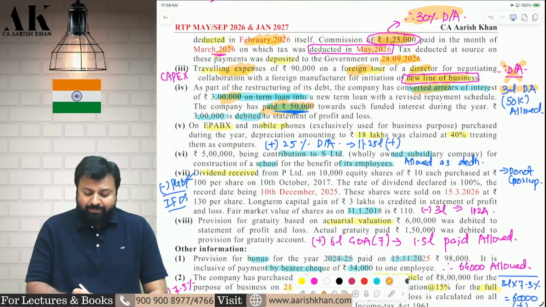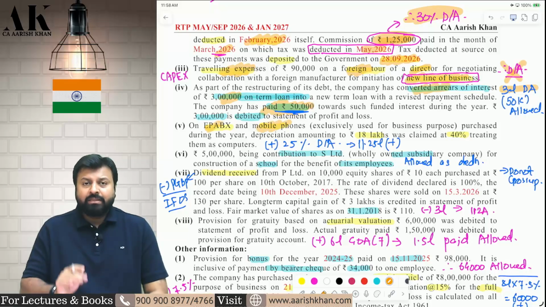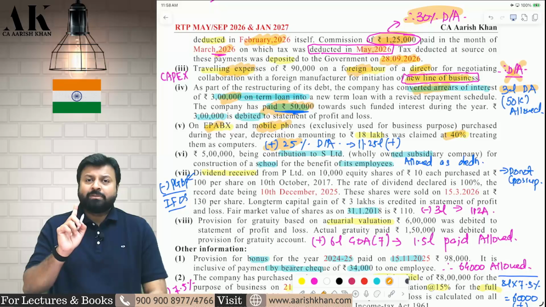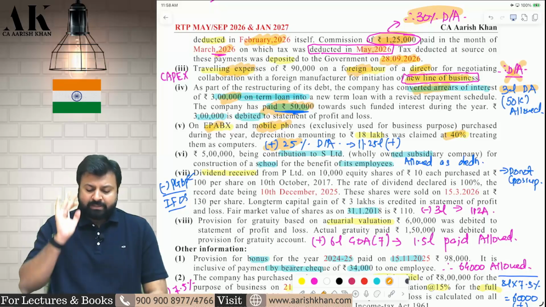Next one, EPBAX and mobile phones are subject to 15% depreciation, but mistakenly you have taken 40% depreciation. Therefore, 25% depreciation on EPBX and mobile phones will be disallowed. So, 25% you have to disallow.